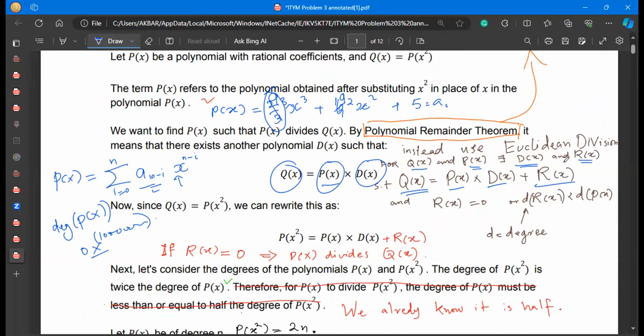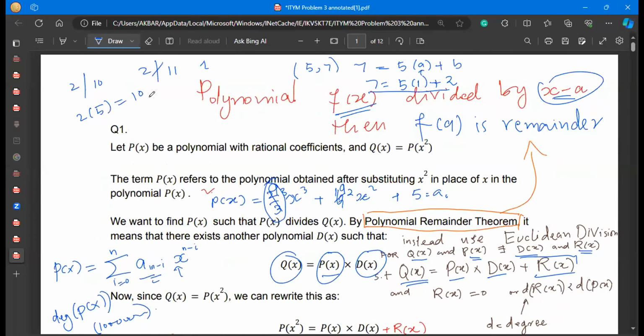R is the remainder whenever we divide this equation by p of x. Division means that the remainder polynomial is 0. For example, when I divide 10 by 2, I can write 10 equals 2 into 5 plus 0. So this remainder should be less than 2.